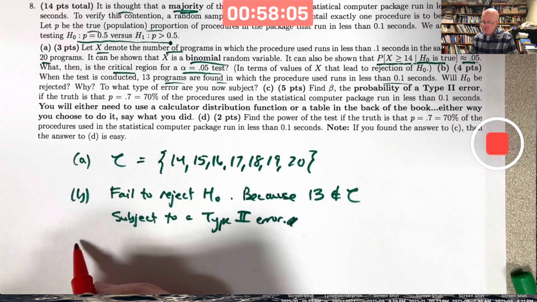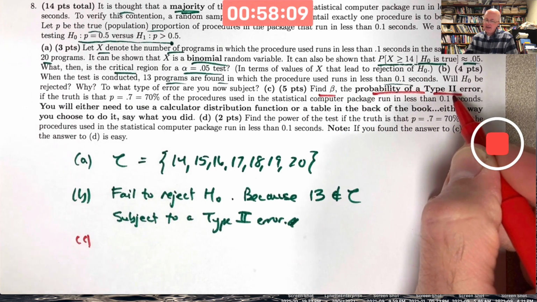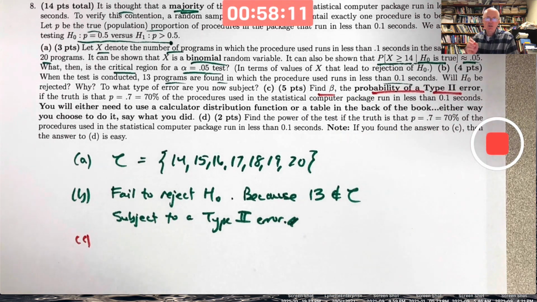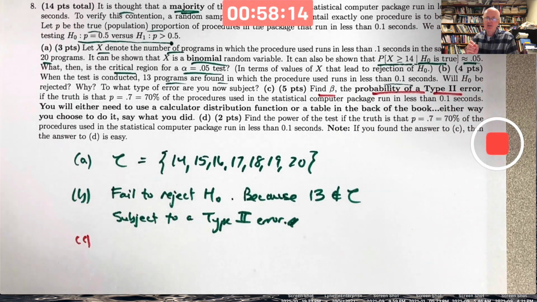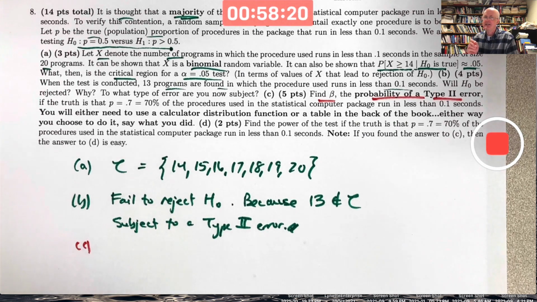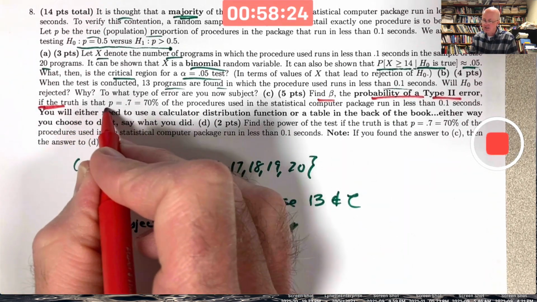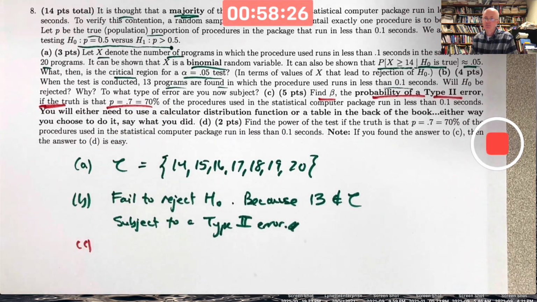Part C. Find beta, the probability of a type 2 error. Type 2 error is when you fail to reject the null when you should have, because it's false. The alternative is true. P is bigger than 0.5. But in order to calculate such a probability, we need to assume the truth is really that P is 0.7. This is a theoretical calculation, really. You don't truly know what P is.